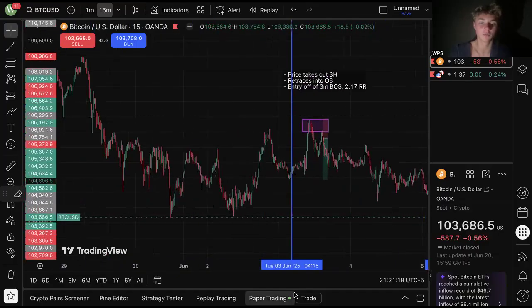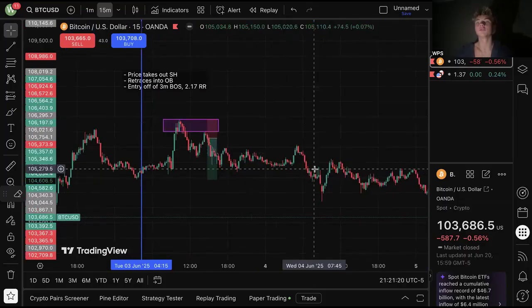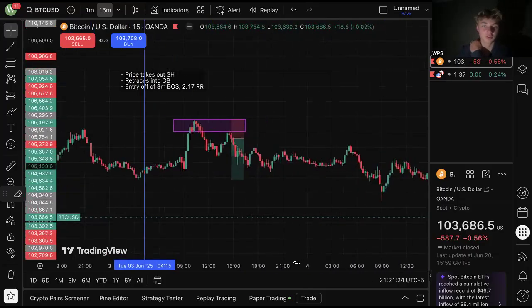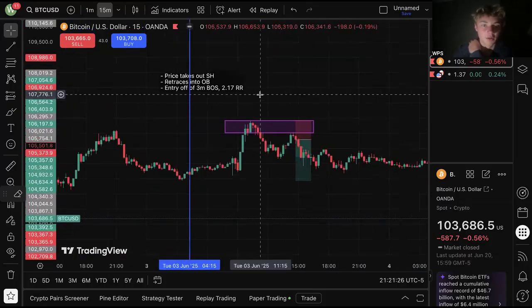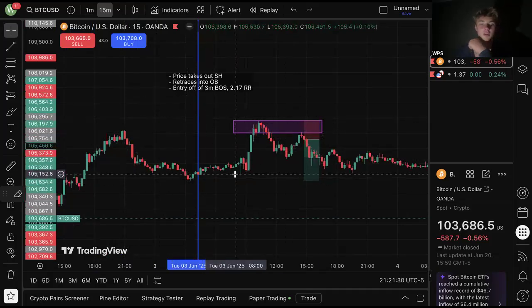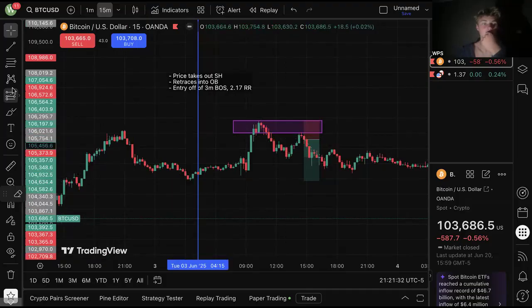So the first example here on the 15 minute, I'm doing this on the 15 minute and then scrolling down to the 1 minute, unless I'm not able to because I can only load 5,000 bars. So here, this one is very simple, very similar. We have a swing high right here. Price comes down, takes out this swing high. In doing so, forms equilibrium.